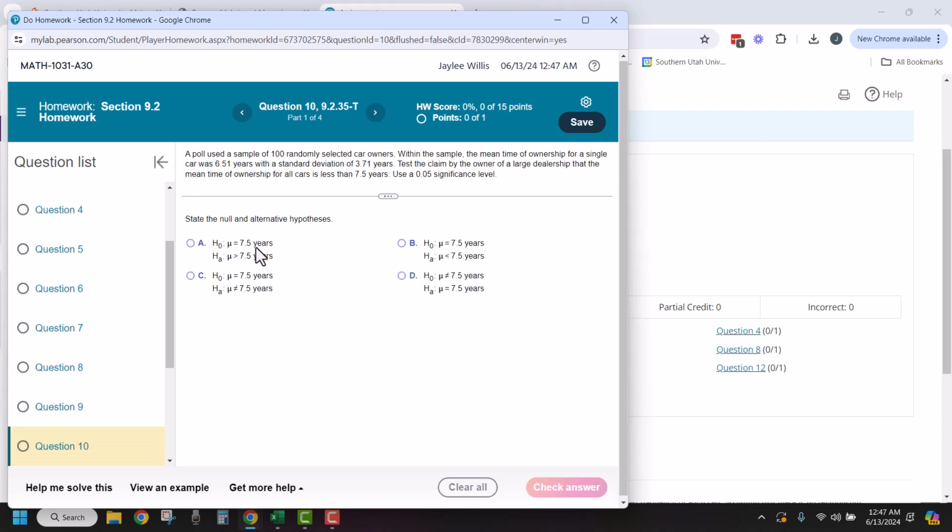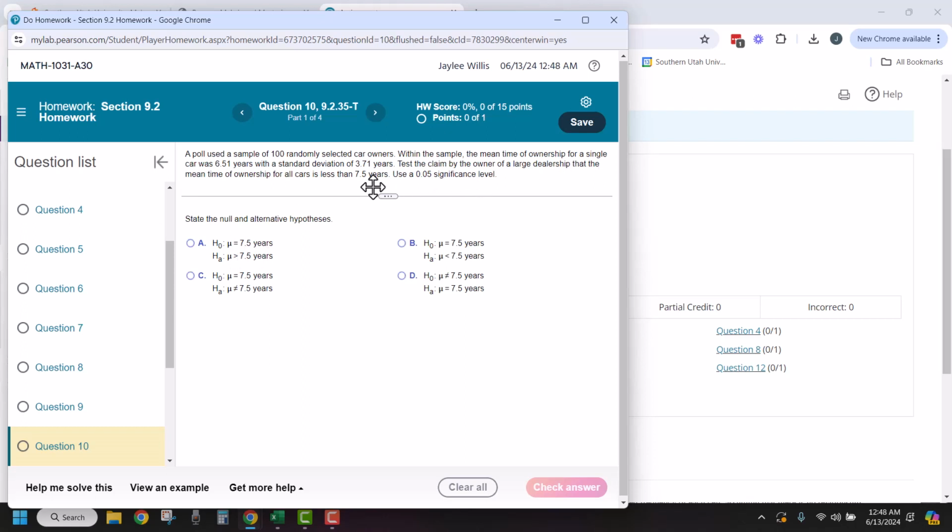So our null hypothesis in this case is that the mean time of ownership for all cars is equal to 7.5 years, because this is what we're testing the claim against. So this is kind of like the innocent until proven guilty idea. So our null hypothesis, which is denoted with H0, is that the population mean is equal to 7.5 years.